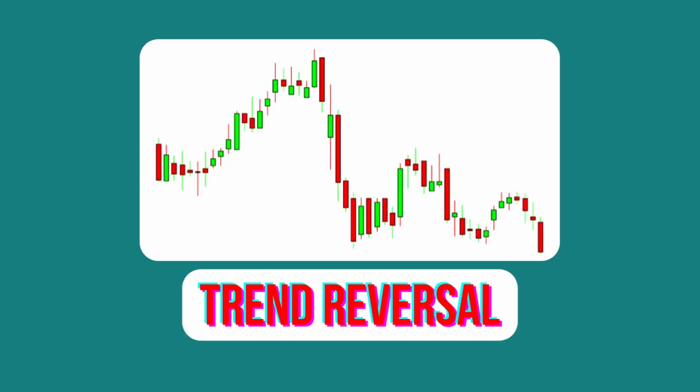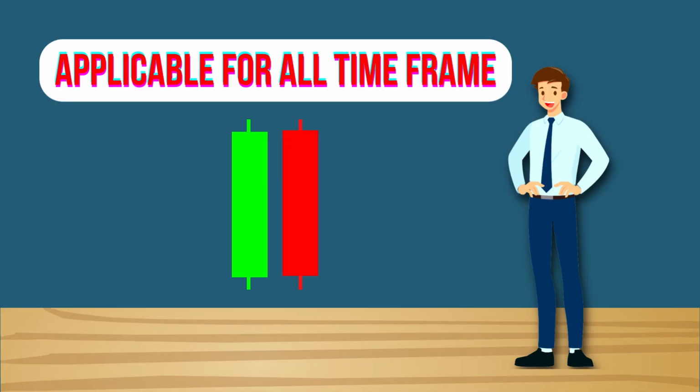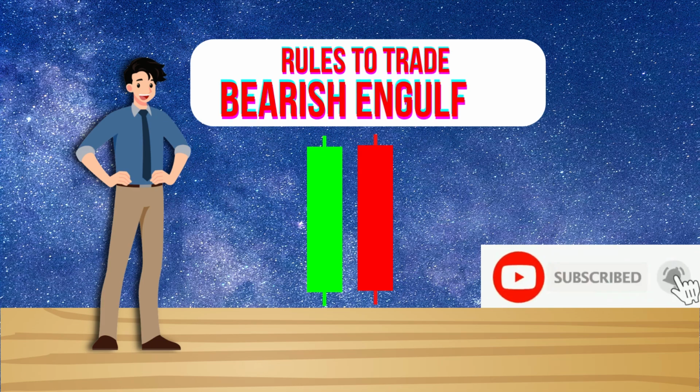Friends, bearish engulfing pattern is a bearish trend reversal pattern. Bearish engulfing pattern converts bullish trend into bearish trend. Bearish engulfing pattern is applicable for all time frames. There are some rules which are very important to follow in order to trade the bearish engulfing pattern.